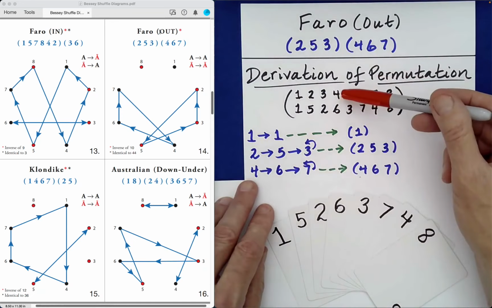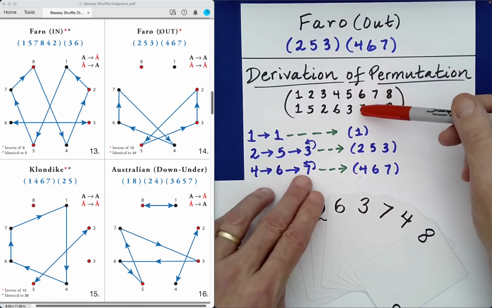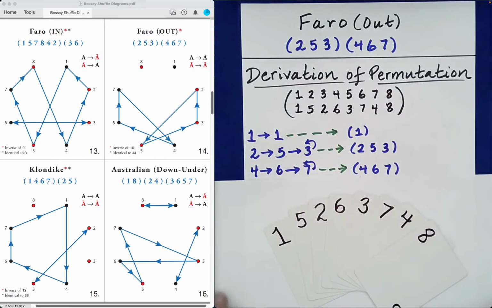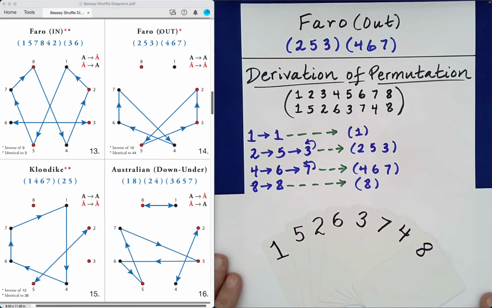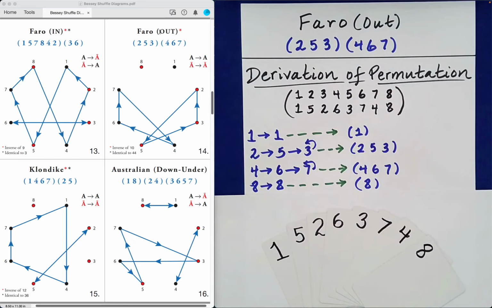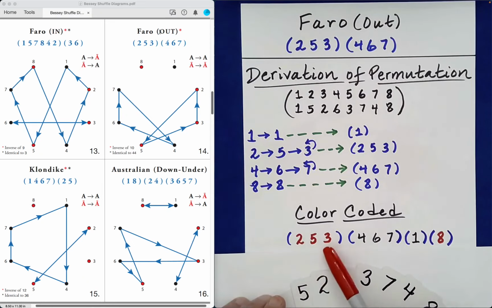Similarly, 4 is sent to 6, 6 goes to 7, and then 7 goes back to 4. So we get a second 3 cycle. And finally, 8 is a second fixed point. 8 gets sent to 8. So whatever starts in position 8 is returned to position 8 once the shuffle is completed. Now color-coded, we get the following. 2, 5, 3, all of which are color-coded red, and then 4, 6, 7, all of which are color-coded black.